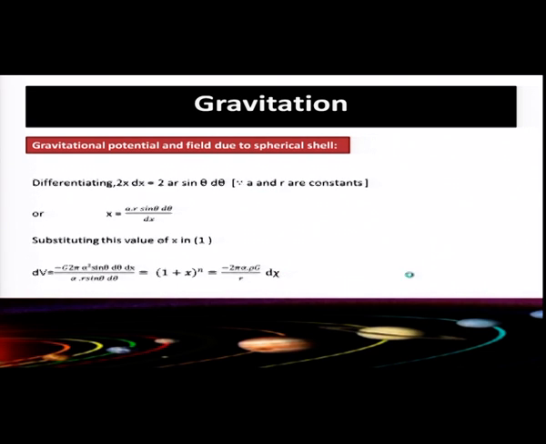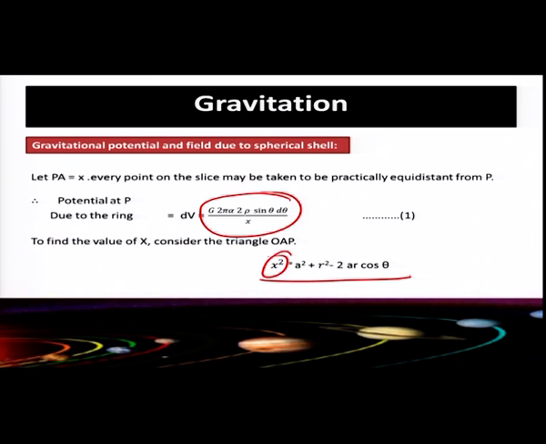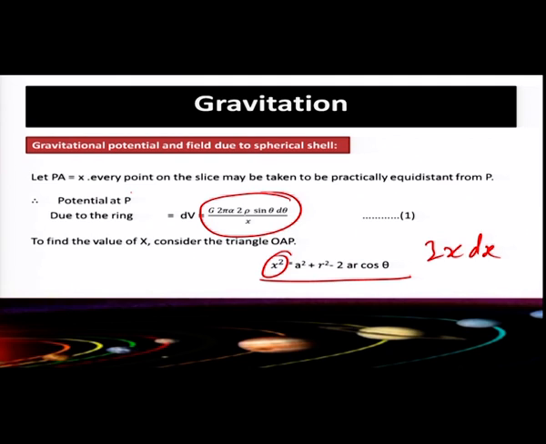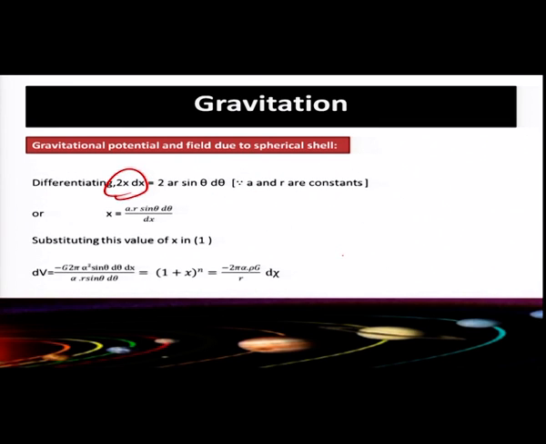So, when you differentiate x squared, you will get 2x dx, and a squared is a constant. When you differentiate a squared, it is 0, and when you differentiate r squared, it is 0, and when you differentiate 2ar cos theta, it is 2ar. The differentiation of cos theta is minus sin theta d theta.